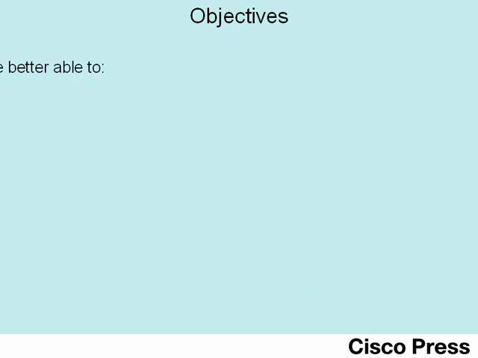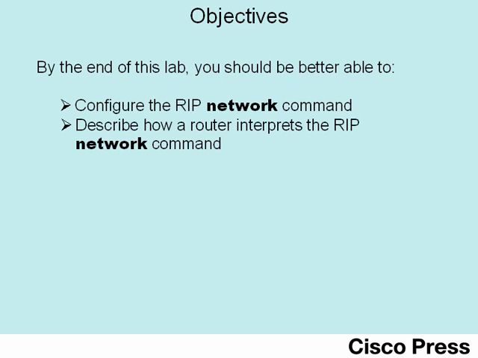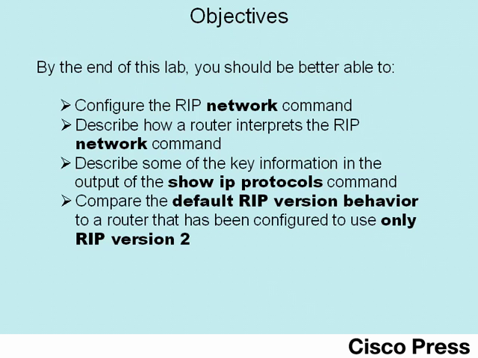This lab has 4 main objectives. First, this lab will examine how to configure the RIP network command, so that by the end of the lab, you'll be able to describe how a router interprets the network command and what it does on each interface that matches the network command. We'll also focus on the Show IP Protocols command, and by the end of this lab, you'll be able to describe some of the key information that you see in the output of that command. Finally, this lab will compare the default RIP behavior in regards to RIP versions and compare that to a router that's been configured to use just RIP version 2.